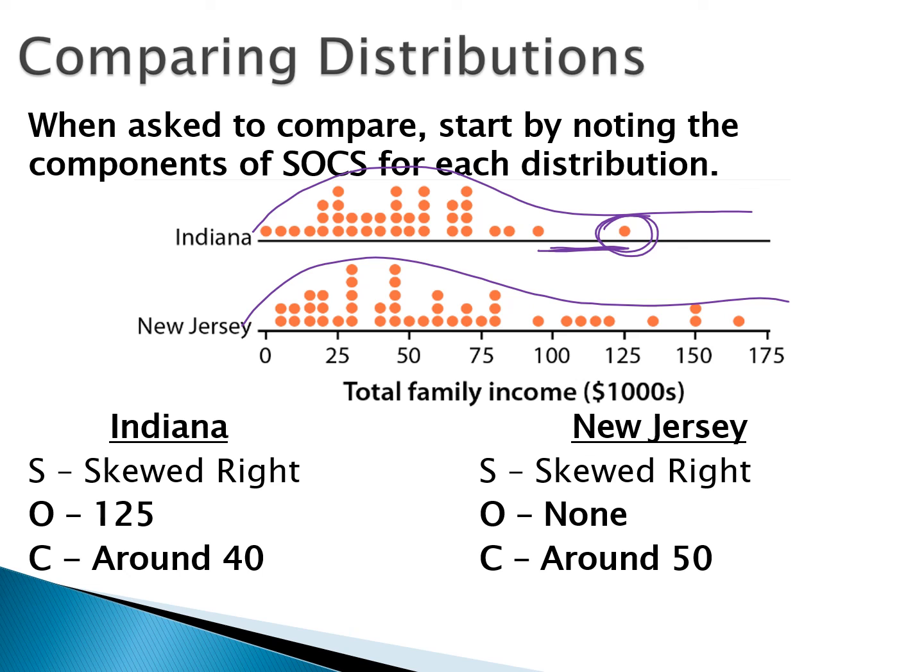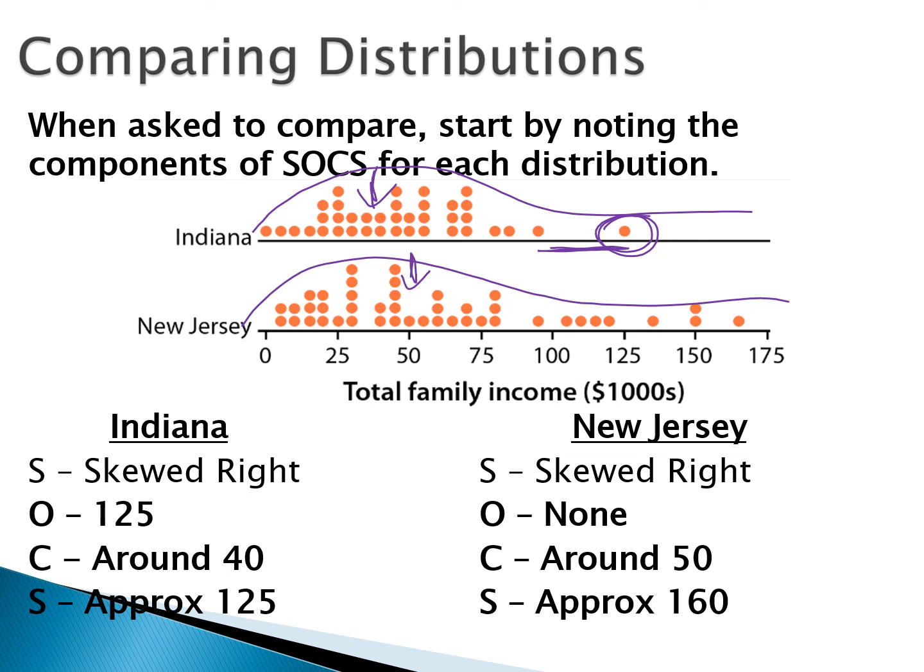Center, okay, I'm just eyeballing the median. Median for Indiana is around 40. Okay, for New Jersey is around 50. Median is the halfway point. And then lastly, the spread. Right now, we're just going to use the range. And again, I'm eyeballing it.